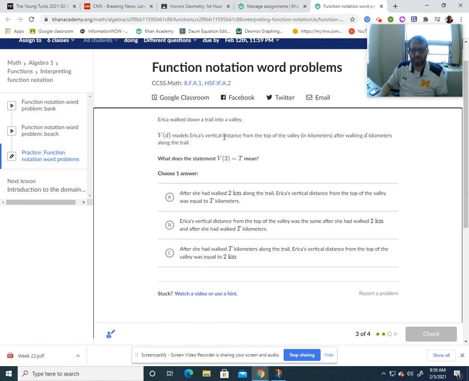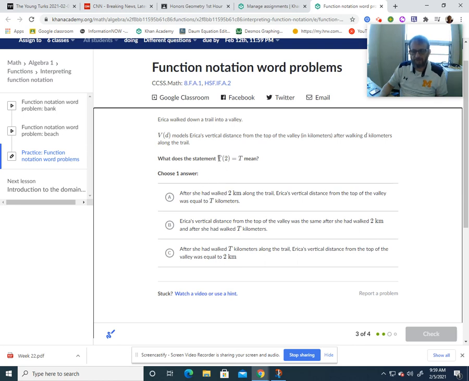V of D models Erica's vertical distance from the top of the valley after walking D kilometers along the trail. So this is how high she is off the bottom, or vertical distance from the top of the valley. So she's going down the trail. This is about vertical distance. So D is the number of kilometers along the trail. So she's walked 2 kilometers on the trail. V of 2 would tell us her vertical distance from the top of the valley. Whether she's going up or going down, I don't know. I probably could read. This is a walk down a trail.